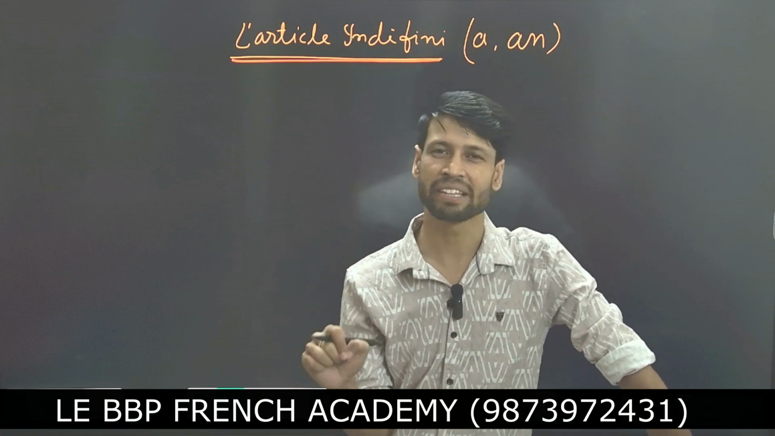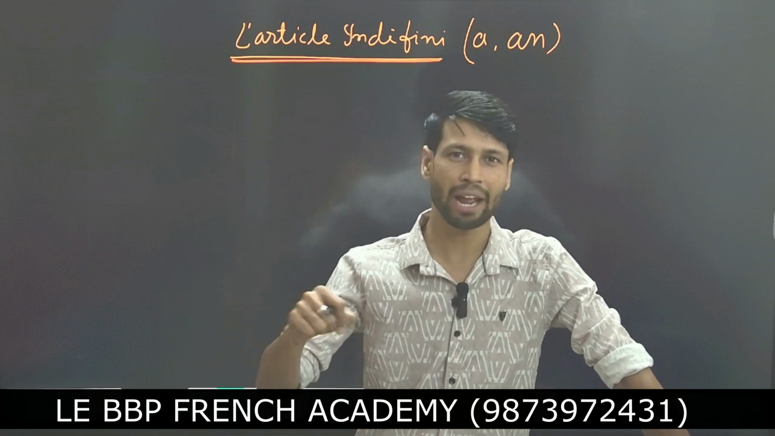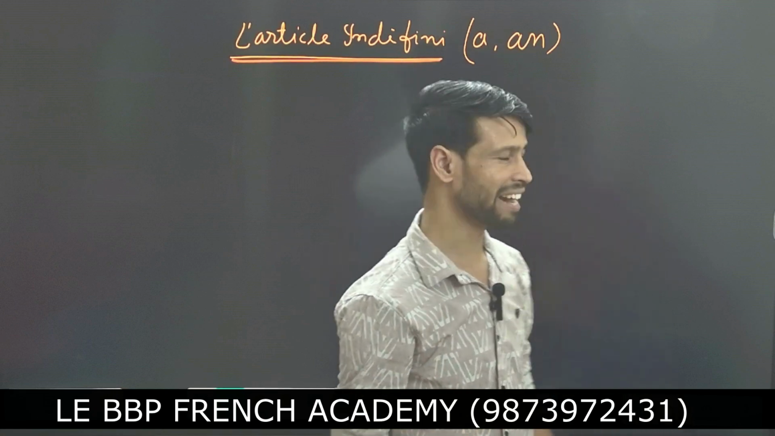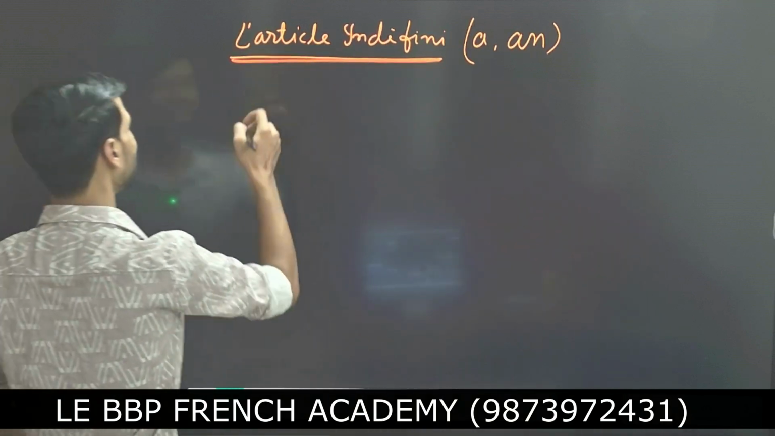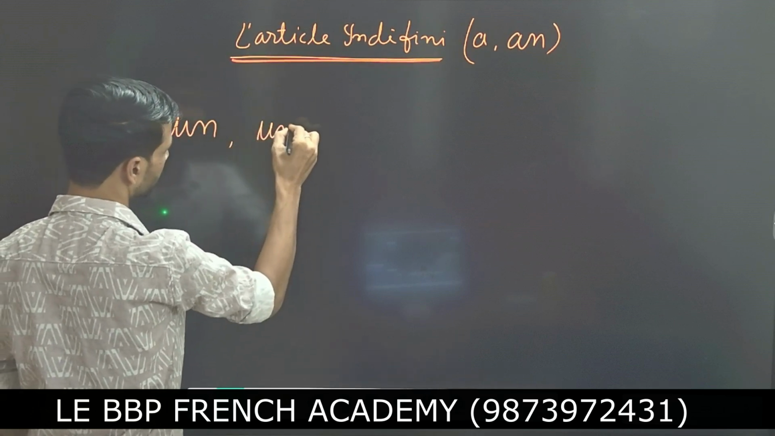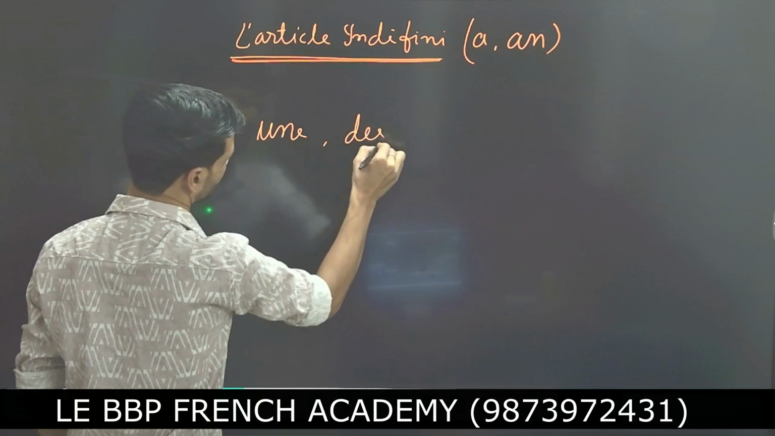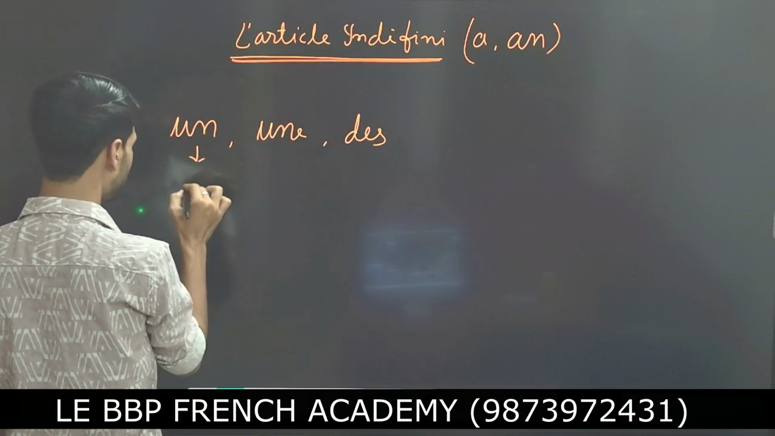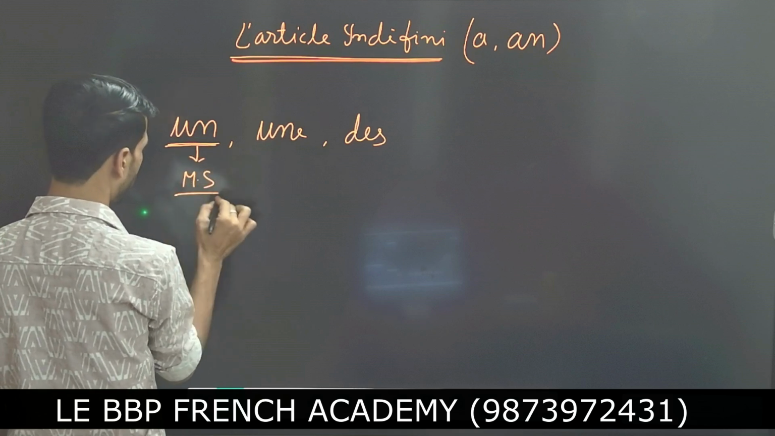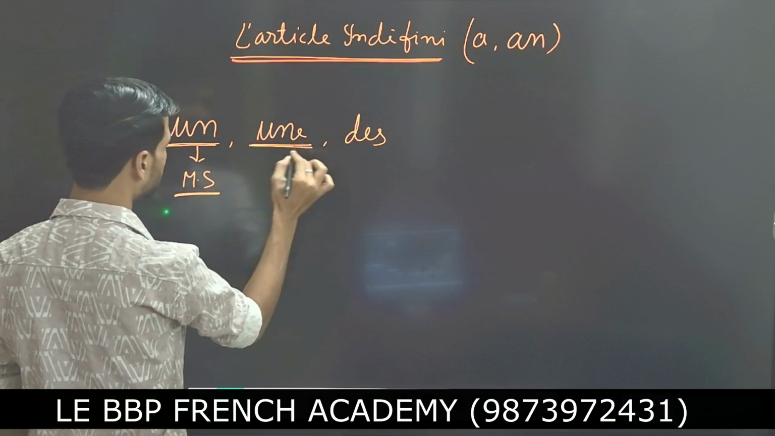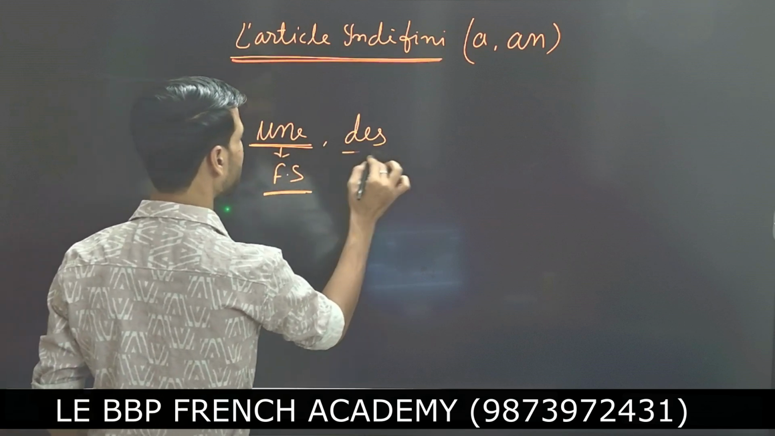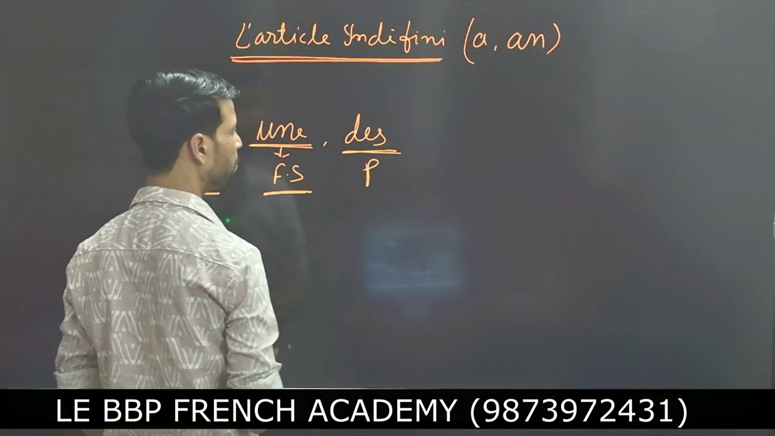Article indéfini, like a or an in English, is very important because it's a starting article. In articles we use un, une, des. Un is used for masculine singular, une is used for feminine singular, and des is used for plural.